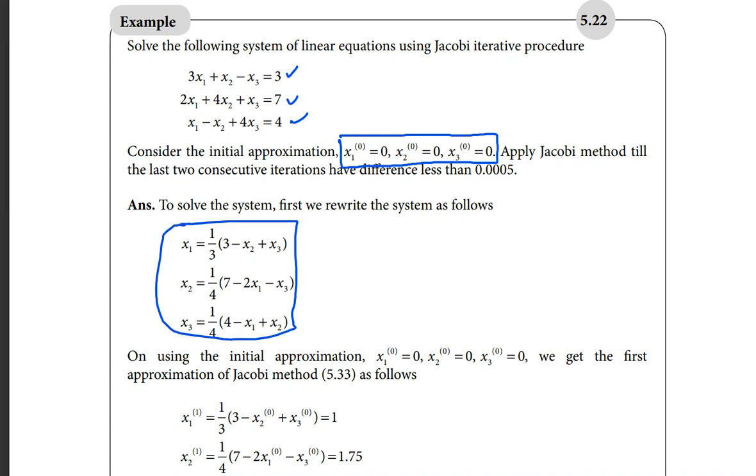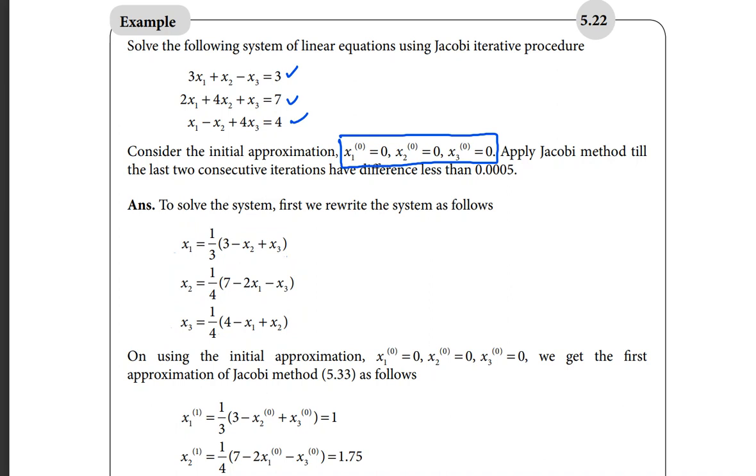You see that we made x1 the subject for the first one, and then we made x2 the subject for the second one, and we made x3 the subject. One thing you have to know is that if you are making x1 the subject of the equation, then you must not have x1 here. And here too, if you are making x2 the subject, you must not have x2 here, and you must not have x3 here also. So take note of that. Now let's look at how you're going to use the initial approximations to get the first approximations.